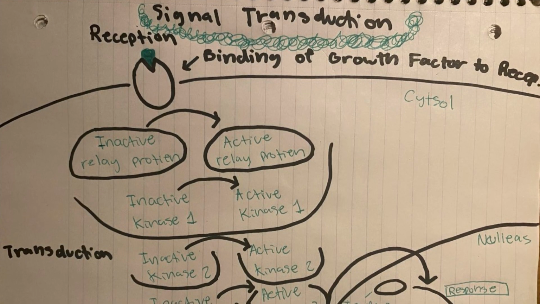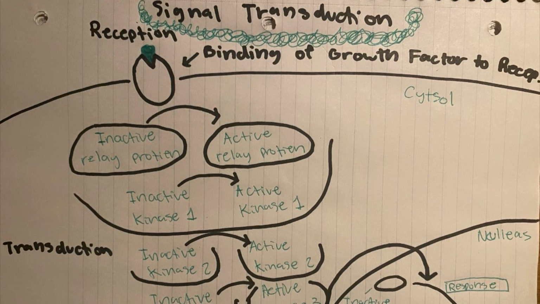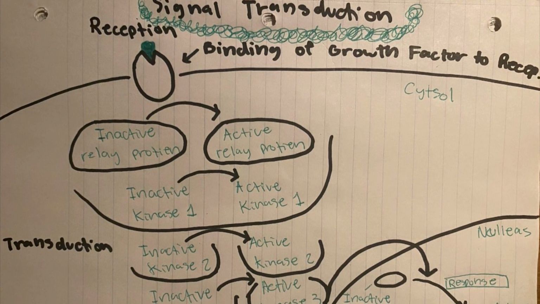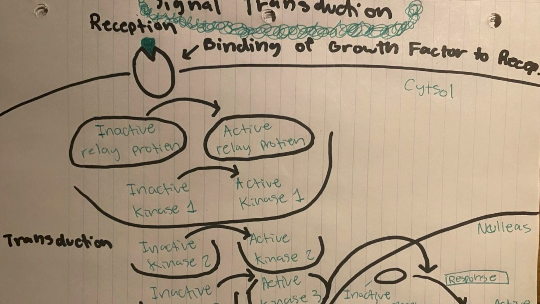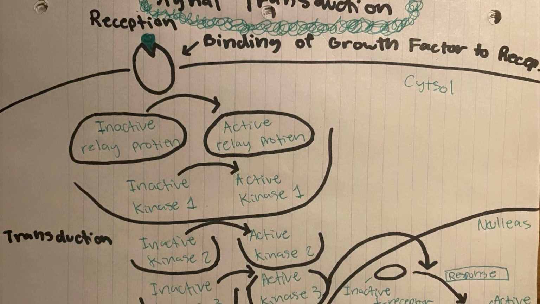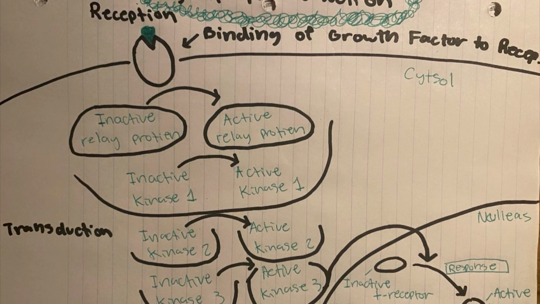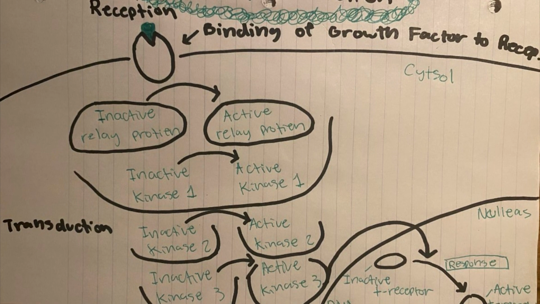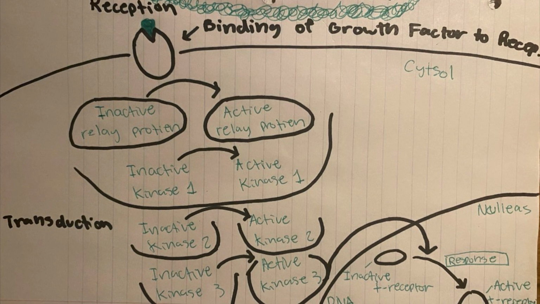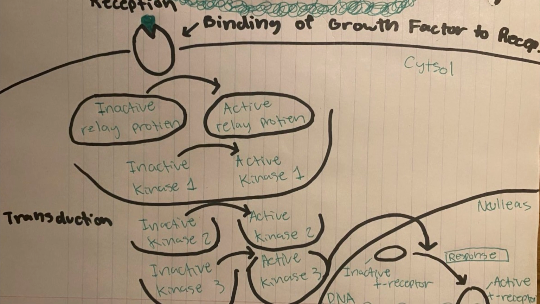Then we move to signal transduction, where the membrane-bound receptors require the use of transduction to move the ligand signal from the membrane to the nucleus. The ligand binds to the receptor, causing it to change shape. This transmits the signal into the cell.